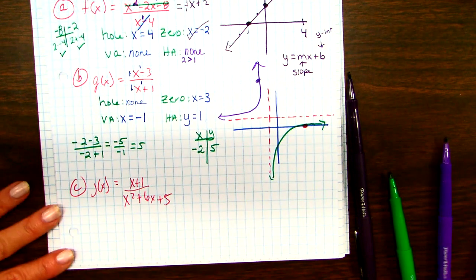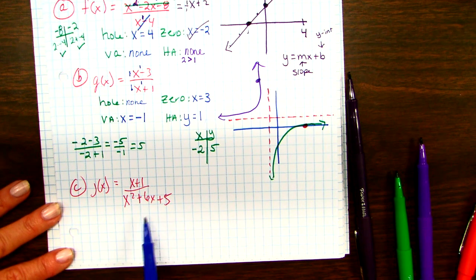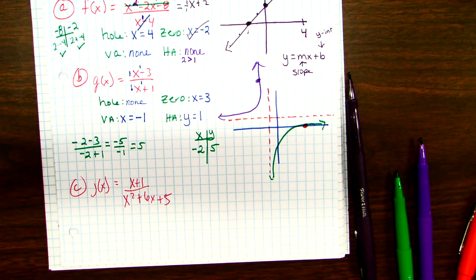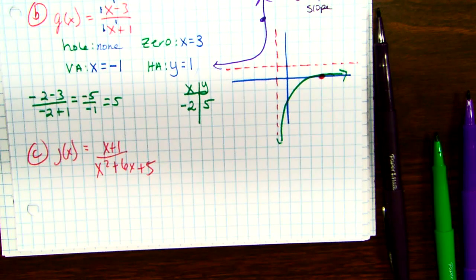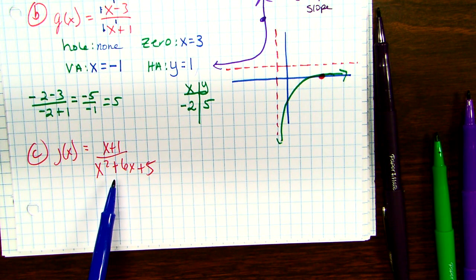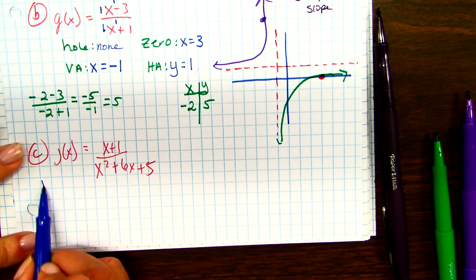All right, let's practice one more. Sorry, I was writing this from the side, reaching, a little messy. x plus 1 over x squared plus 6x plus 5. First step is always to ask yourself, is there any factoring? And there is, right? We can factor this quadratic trinomial.